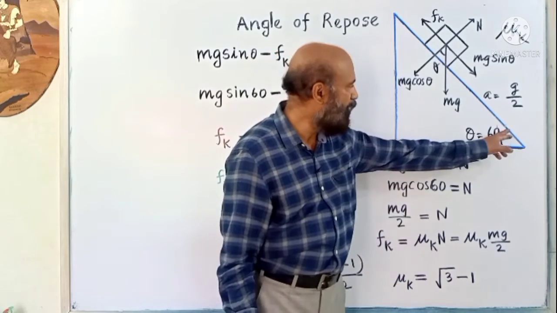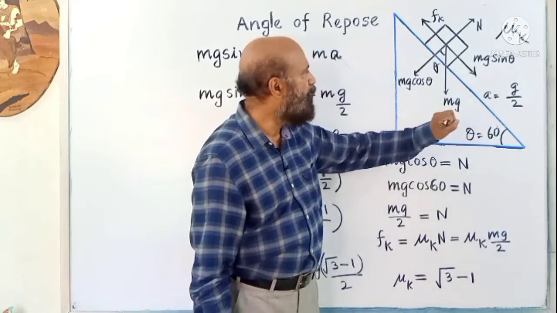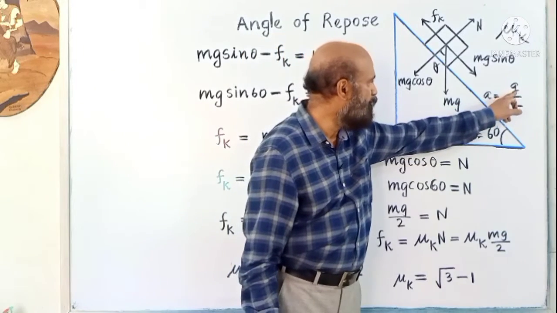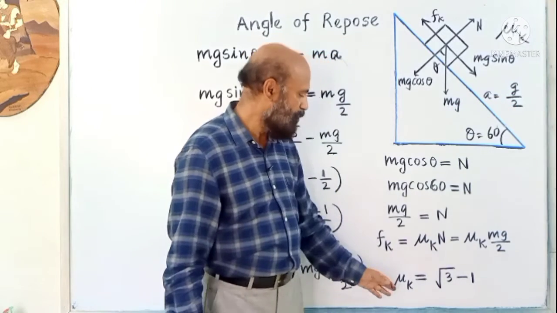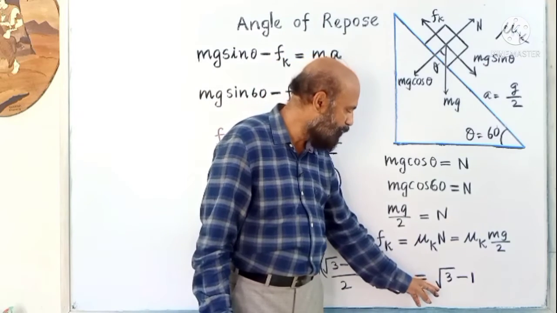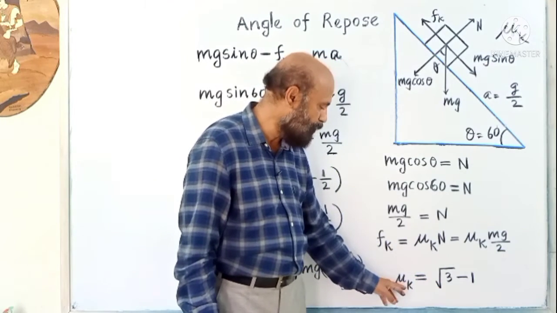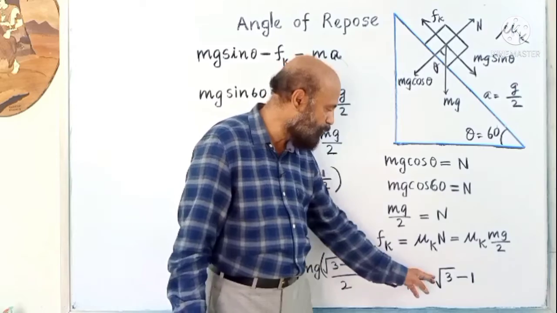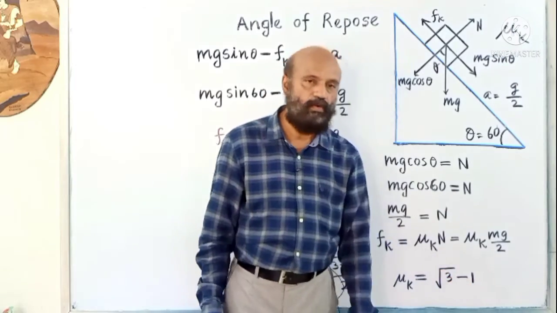When the angle is given to be 60 degrees and the acceleration is given to be g by 2, at that time the coefficient of kinetic friction is equal to root 3 minus 1.